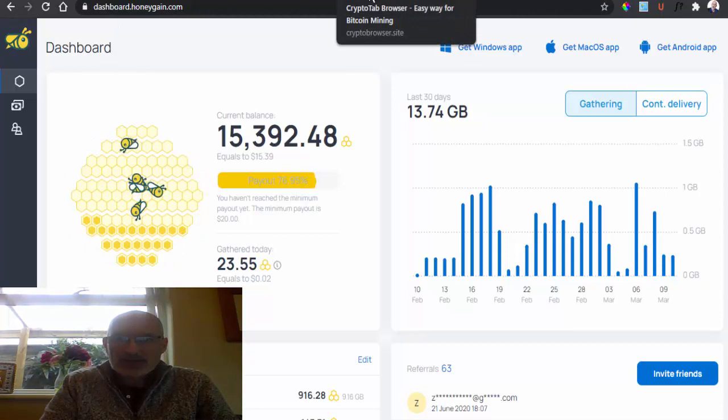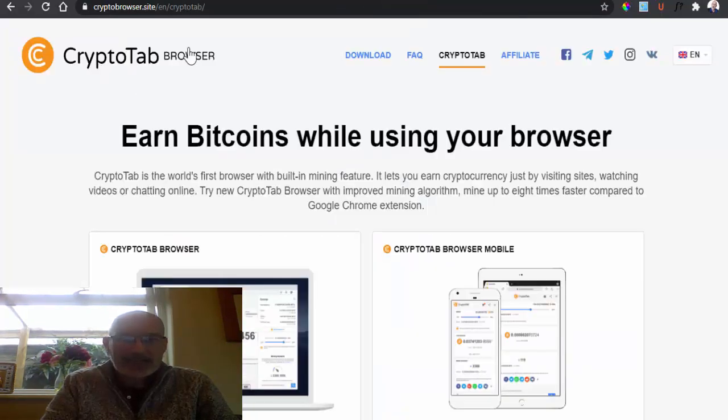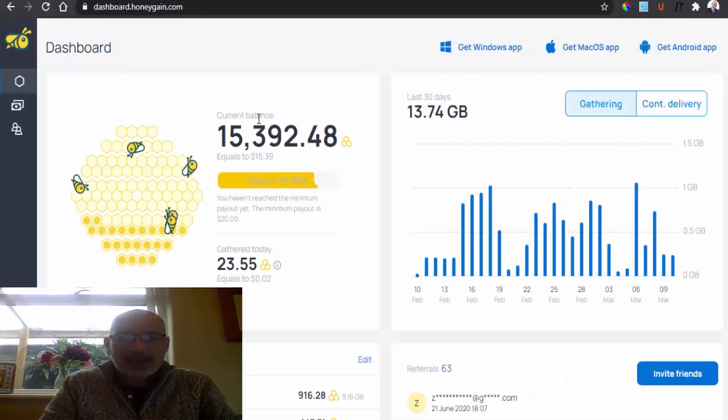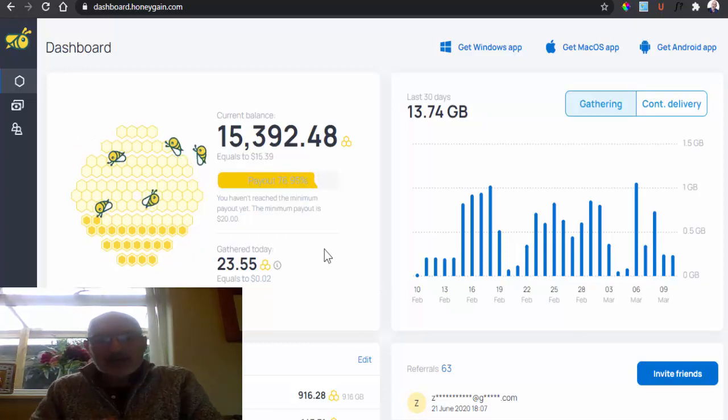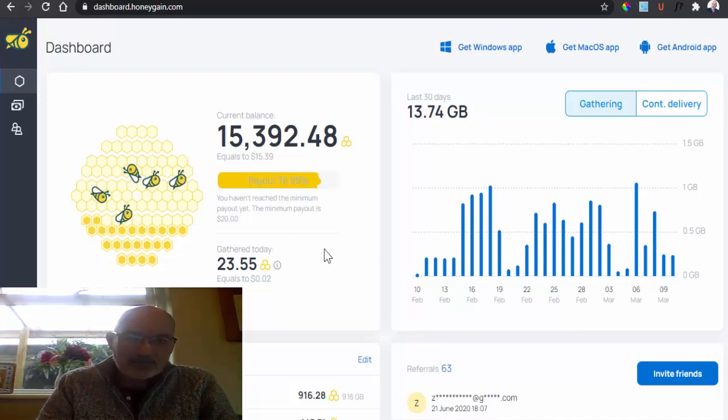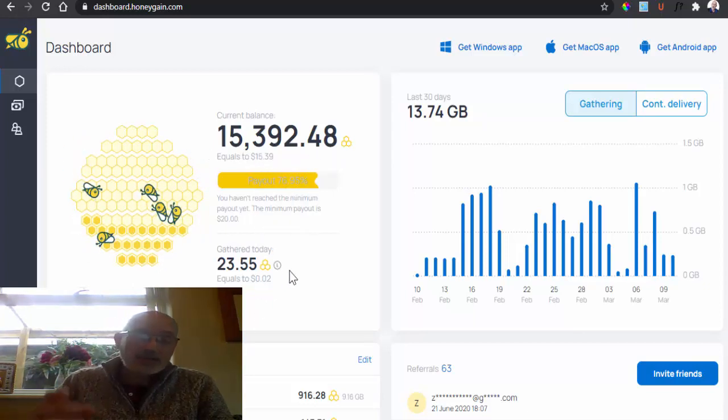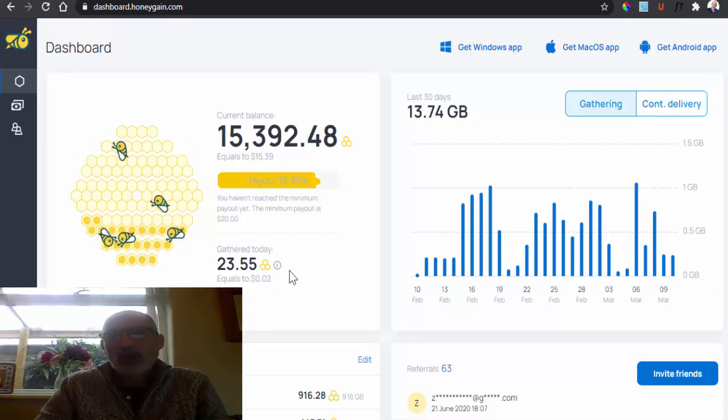Also, there's another one if you want to add it to your browser, which is Crypto Tab Browser, which again, you can just download and use as your browser instead of your Chrome browser. You will then earn Bitcoin just by browsing the internet. So that's another good one that does pay out. But again, it's not as good as Honeygain. That is the one I would recommend. And if you get a few people referred as well, then you earn even quicker, guys. The payout is $20. As you can see, I'm due for another payout very shortly, up to $15 already. And then again, like I say, I can pull out to my PayPal or my Bitcoin.